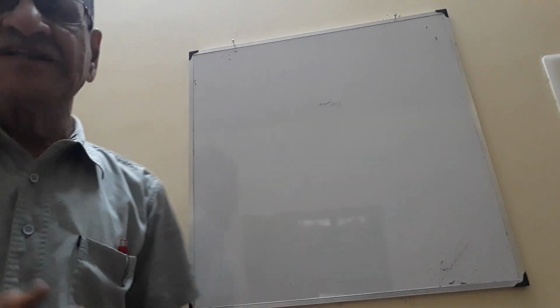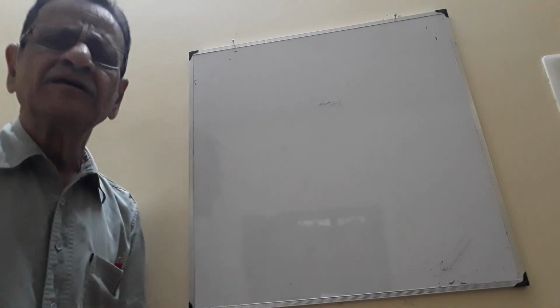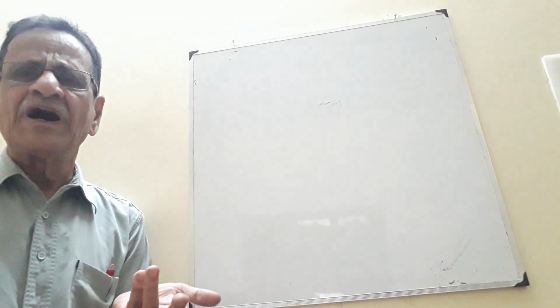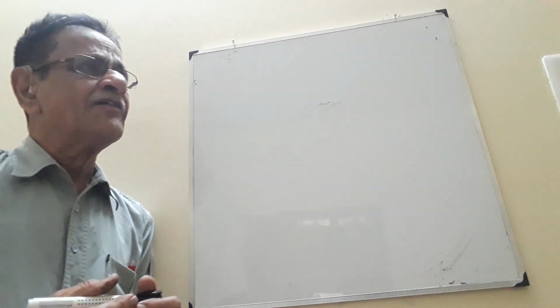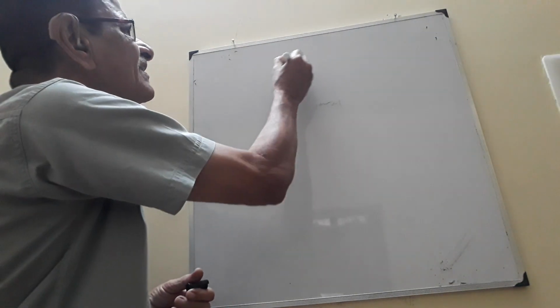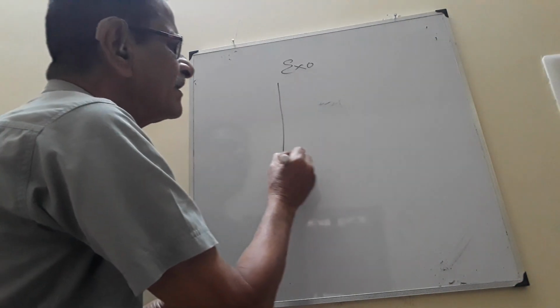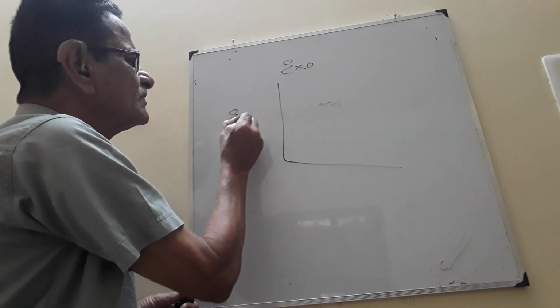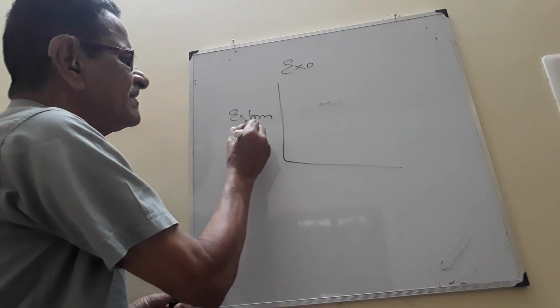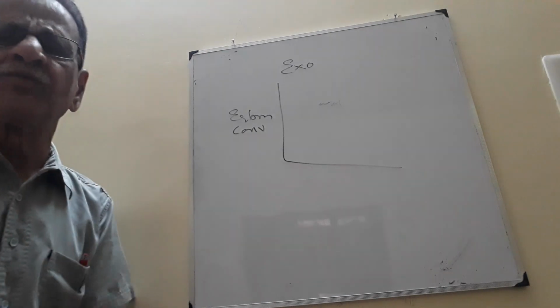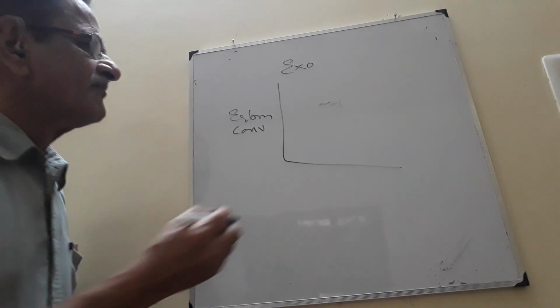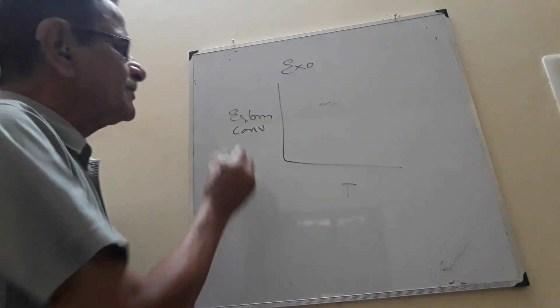Now, there are two types of reaction, exothermic reaction and endothermic reaction. In industry, about 80% or more are exothermic reactions. For exothermic reactions, you plot the equilibrium conversion. What is equilibrium conversion? The maximum conversion possible at that pressure, that condition. What is the temperature? Equilibrium conversion versus temperature.